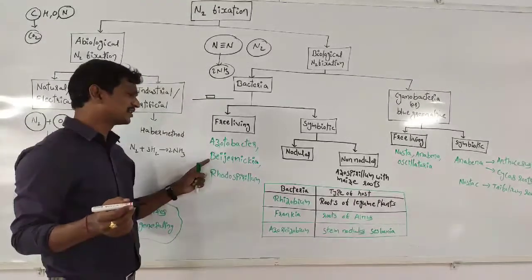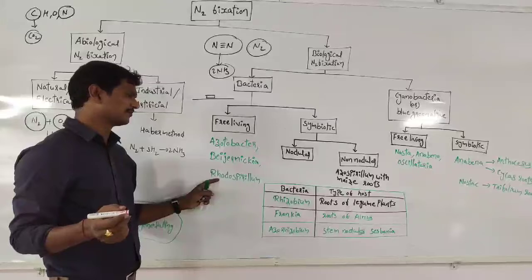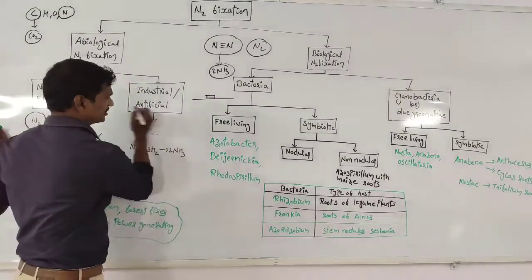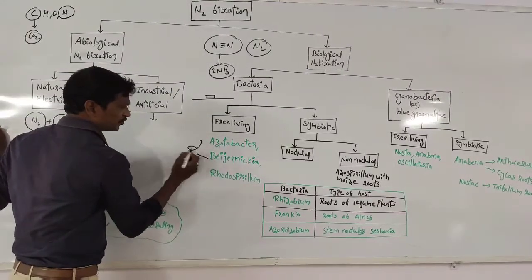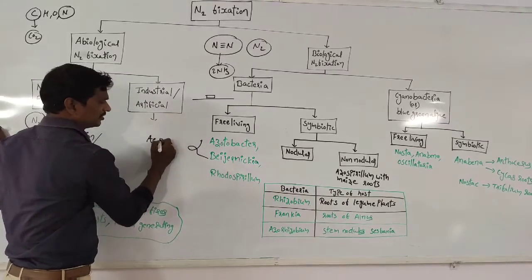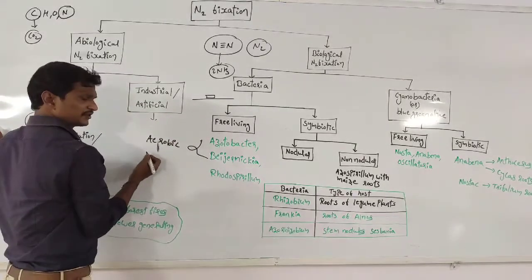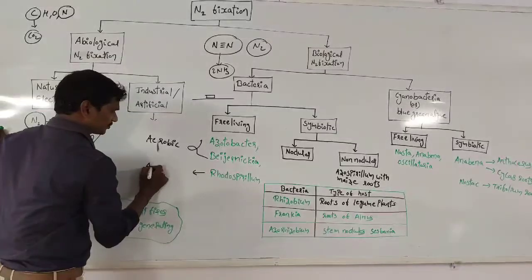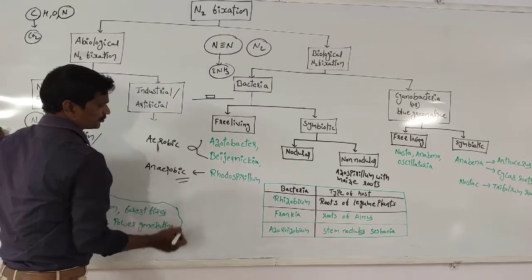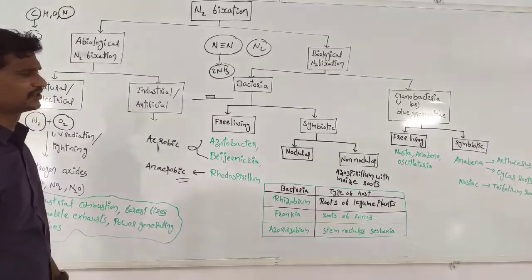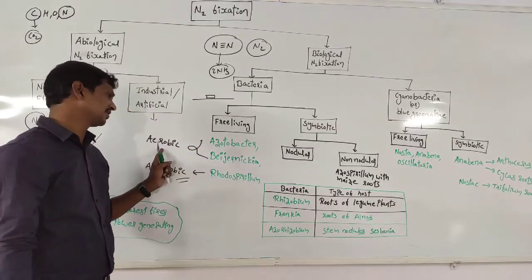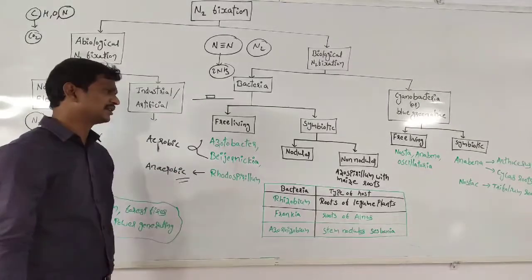Examples are Acetobacter, Beijerinckia, and Rhodospirillum. Remember, this is sometimes asked in exams: Acetobacter and Beijerinckia are aerobic. These two are aerobic, free living, nitrogen fixing bacteria. Rhodospirillum is an anaerobic nitrogen fixing bacterium. So that is about free living: Acetobacter and Beijerinckia are aerobic organisms, and Rhodospirillum is an anaerobic organism.